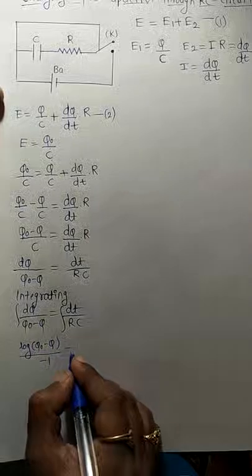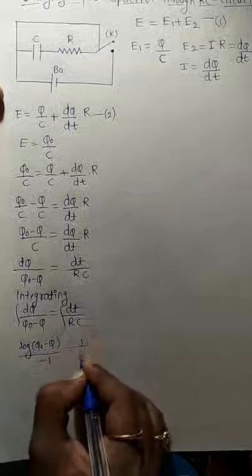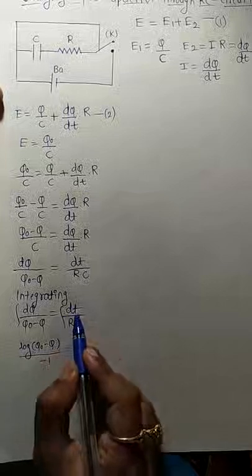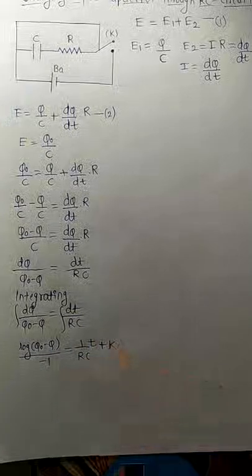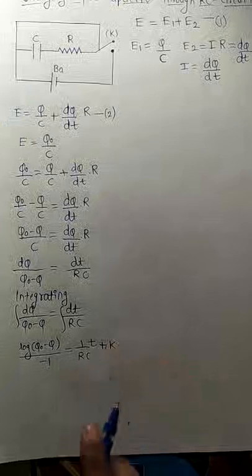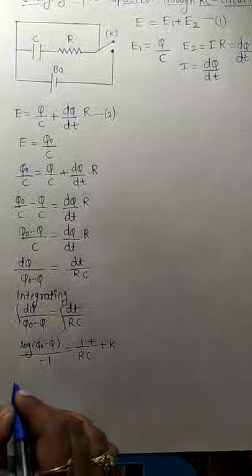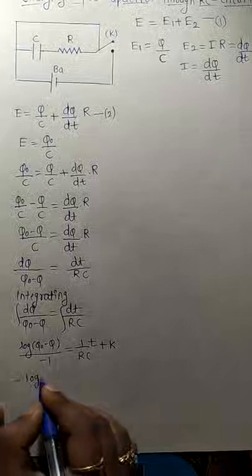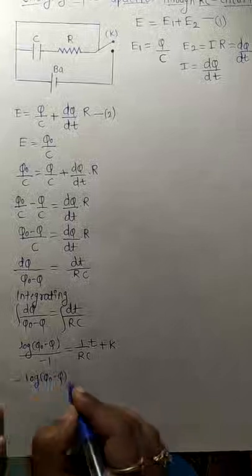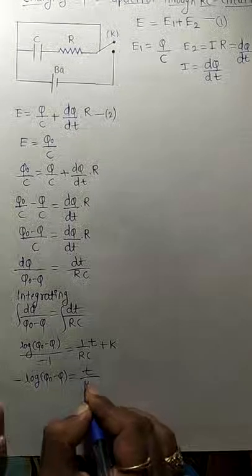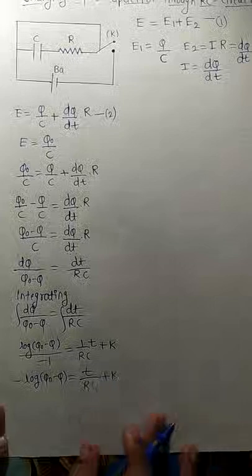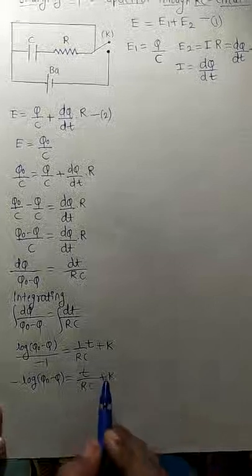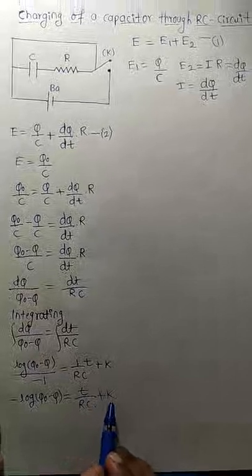So which is equal to 1 by rc, a constant quantity, and the integration of dt is t plus an integration constant, which I note down as K. K is the integration constant. So our final equation is minus log of q naught minus q is equal to t by rc plus K. Now our job is to find the K value.